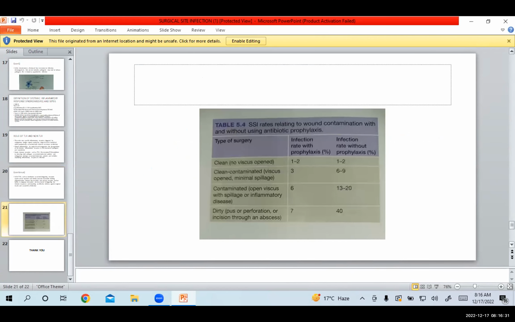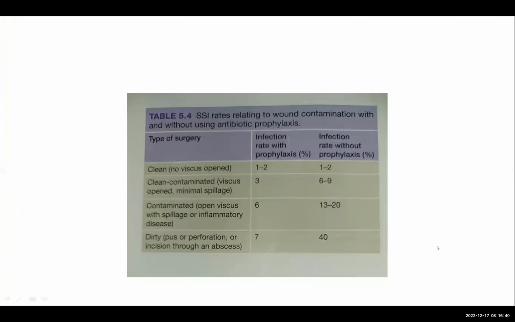This is a classification of wound and the comparison of the chances of infection with prophylaxis and without prophylaxis. In clean wound, no viscus open, there is 1 to 2% chance of surgical site infection. With prophylaxis and without prophylaxis, there is no variation. Both have similar outcome. Clean contaminated wound, which includes viscus open and minimal spillage, the chance of infection is 3% with prophylaxis and 6 to 9% without prophylaxis.